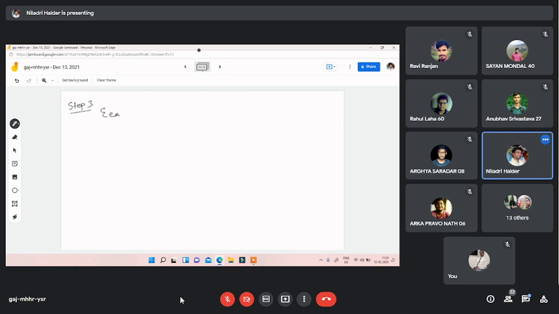Each stage consists of n by 2 number of butterflies. Just write it down. Each stage consists of n by 2 number of butterflies. Okay.